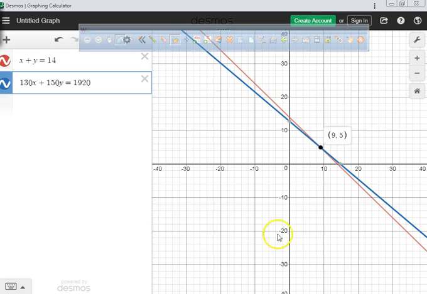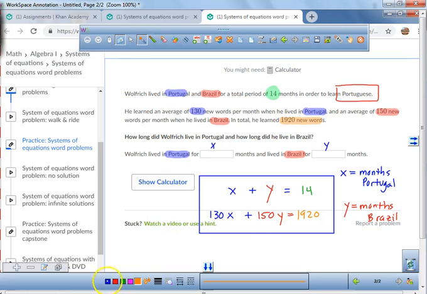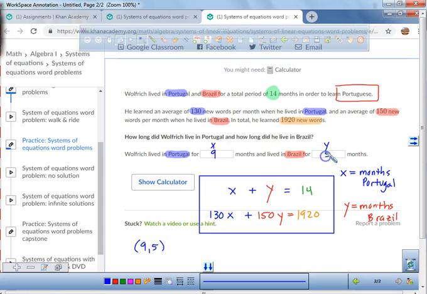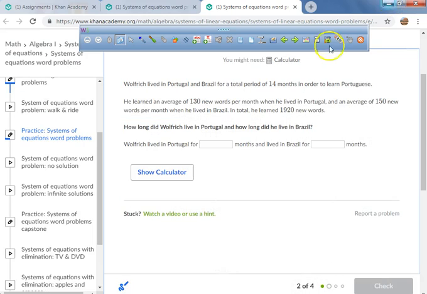So we're going to go right back over here. Our ordered pair was a 9 and a 5. Do your ordered pairs add up to 14? They do add up to 14. So that's 9, and that's 5. All right, so we're going to write in 9 and 5.